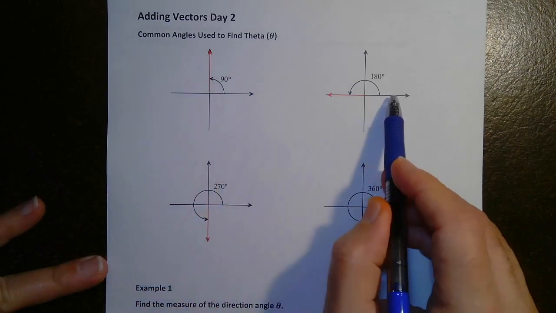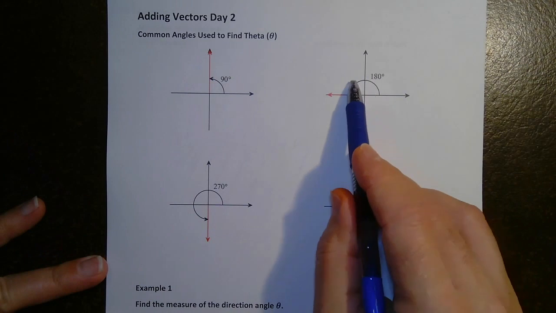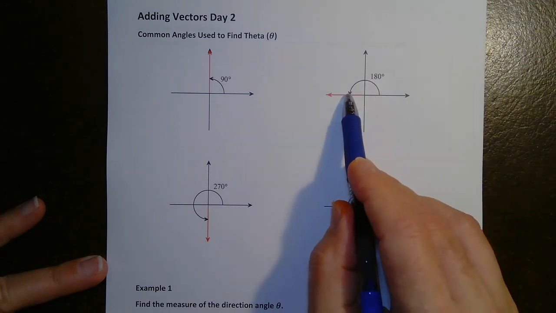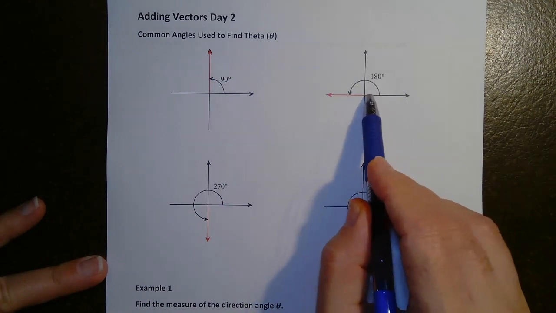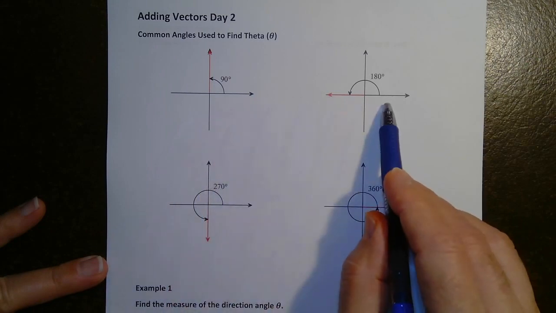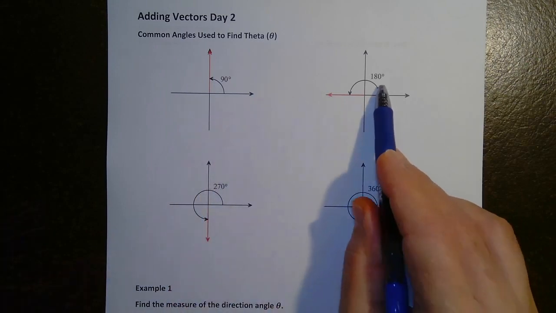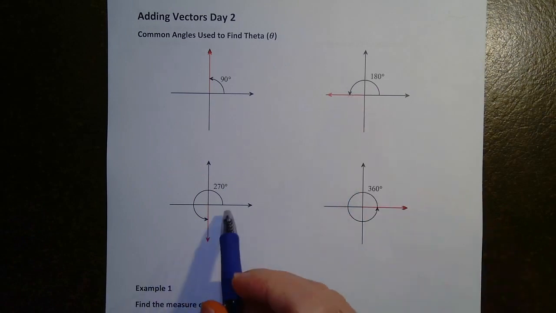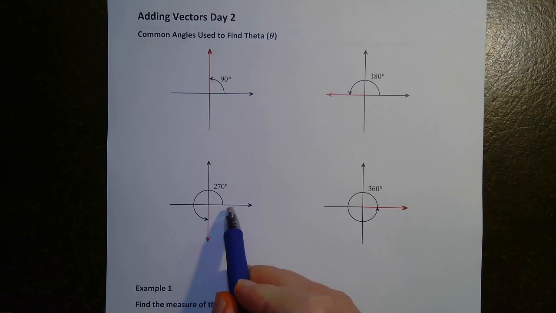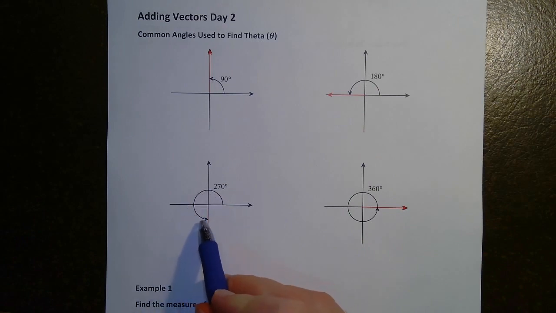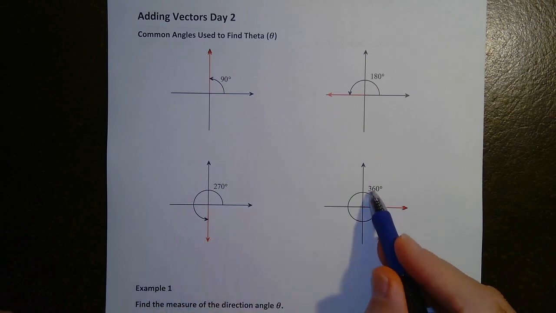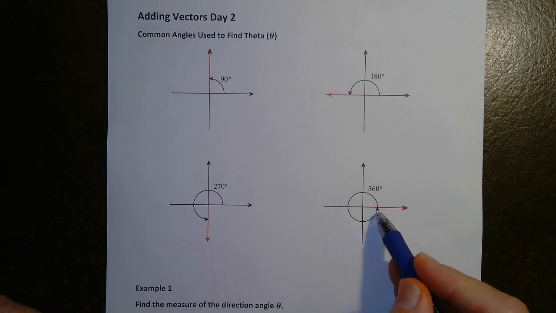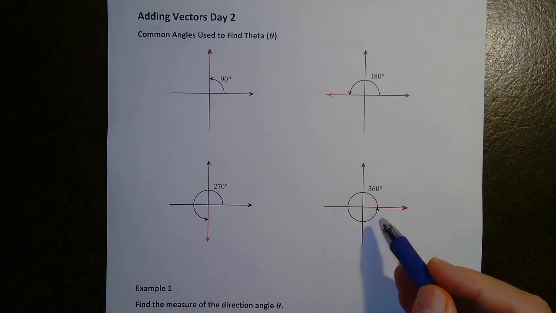If we rotate from the positive x-axis all the way to the negative x-axis, that's 180. That's a half a turn, right? This is a quarter turn. This is a half a turn, okay? So if you rotate 180 degrees, you've rotated a half a turn, okay? 270 degrees is you start on the x-axis and you rotate to the negative y-axis, okay? And that'd be a 270-degree rotation, okay? And then if we come all the way around, that's a 360-degree rotation.